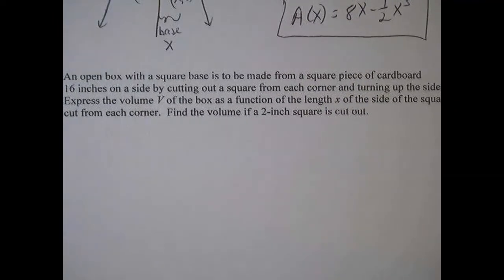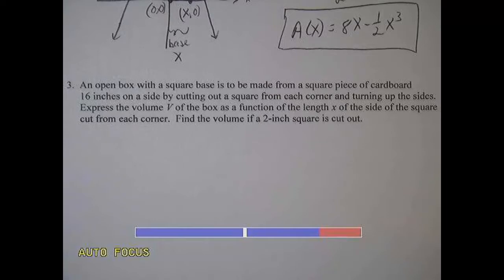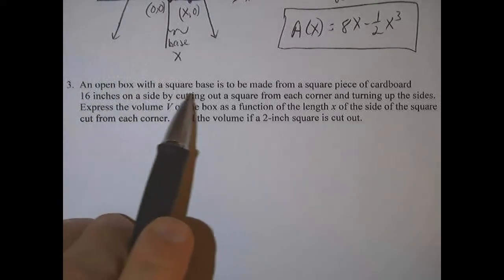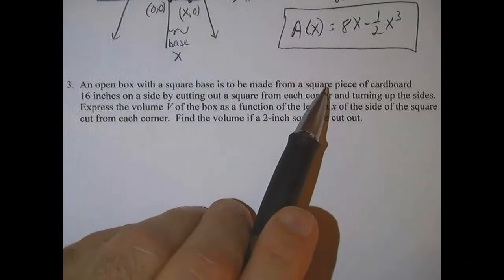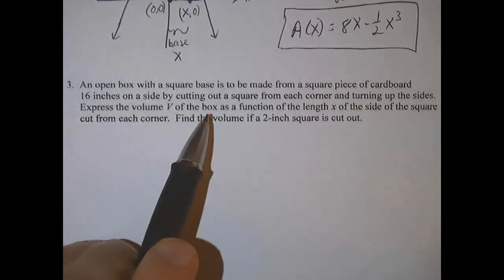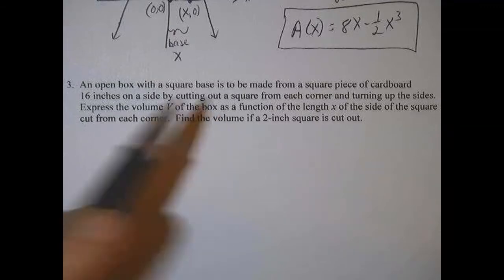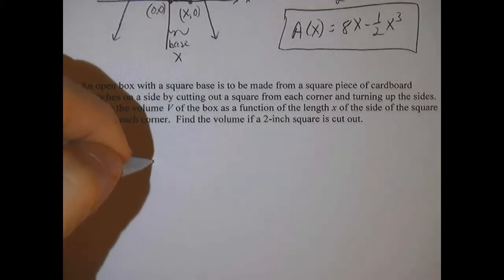Okay, let's look at the third example. So now let's read this. We've got an open box with a square base that is made from a square piece of cardboard, 16 inches on the side, by cutting out the corners of the square. Okay, so let's draw what that looks like. So we have a square.